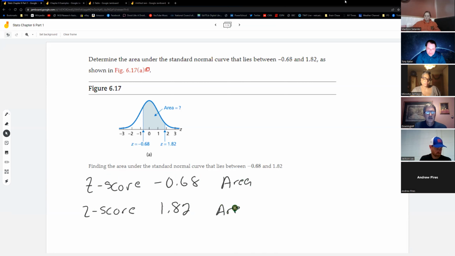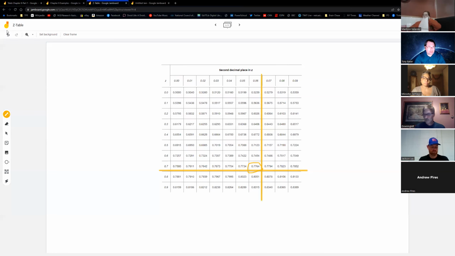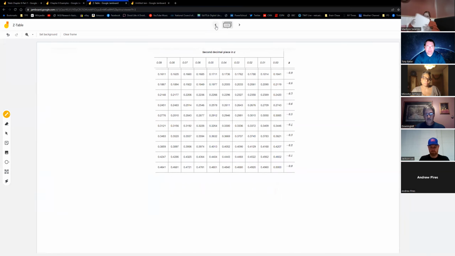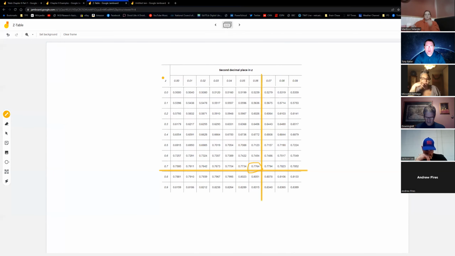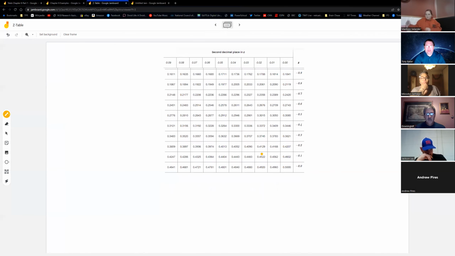So when we're looking at our Z-score, we're looking at the sheet. The first one was negative 0.68. Now, notice how all these are positive, right? There's negative ones too. So here's negative 0.6. And the way the book does it, it's kind of like on the opposite side. So we're doing negative 0.6. So we're looking at this one, but it's the same thing. And then the last number was 8. So it's this one. So that number right there is 0.2483.